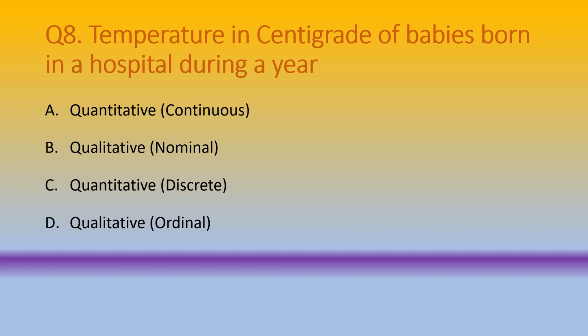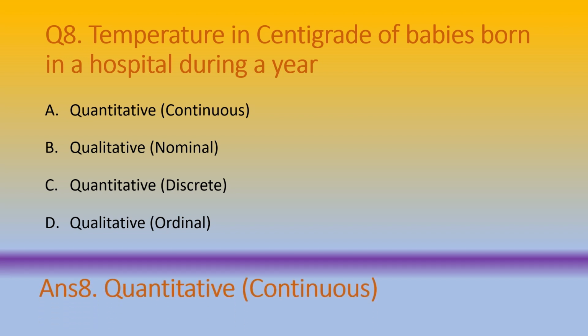Question 8. Temperature in centigrade of babies born in a hospital during a year. Quantitative continuous is option A. Qualitative nominal is option B. Option C is quantitative discrete. Option D is qualitative ordinal. The answer of this question is quantitative continuous variable.